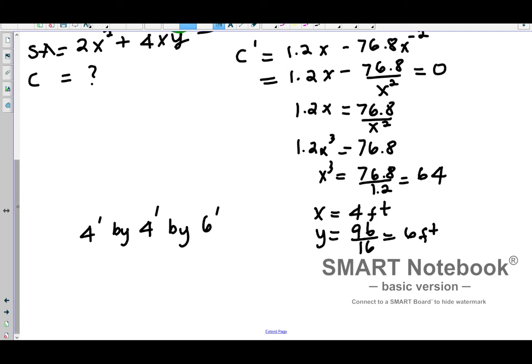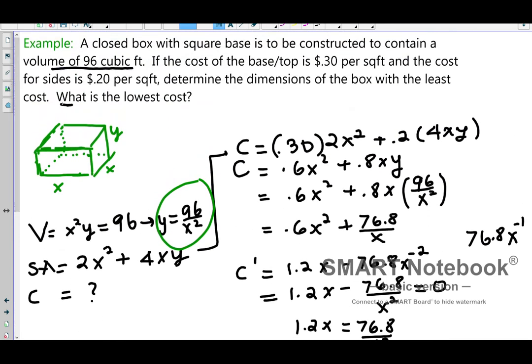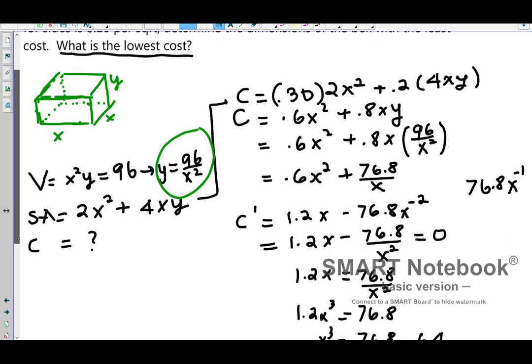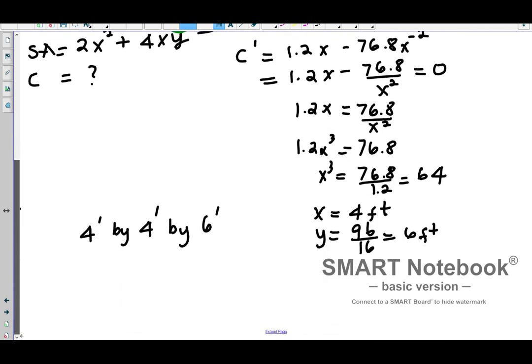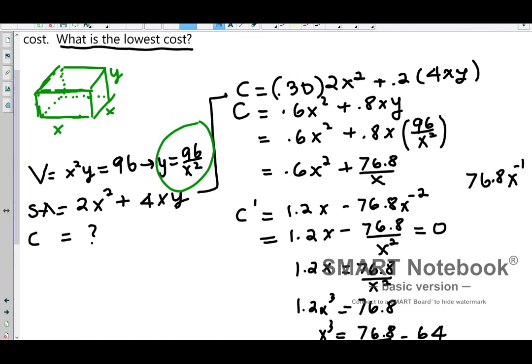And they also asked in this problem, they may not always ask you this, but if they said, okay, what is the lowest cost of creating such a box with the given volume and with the given costs associated with unit cost per size and for the bottom and the top. So what is the final cost of the entire box, right? That's the question. Well, we do have a cost equation up there. So I'm going to go back to that equation, and it was right here. This was our cost equation.